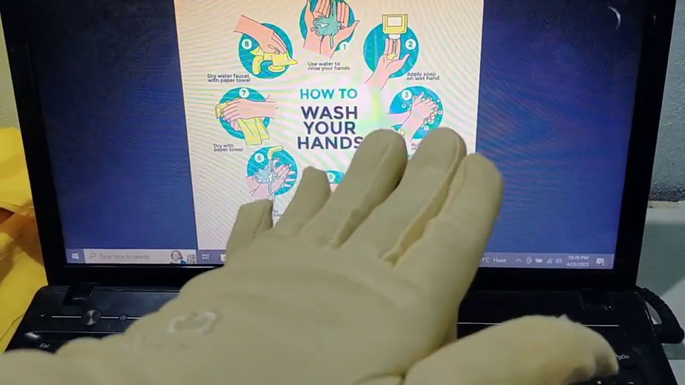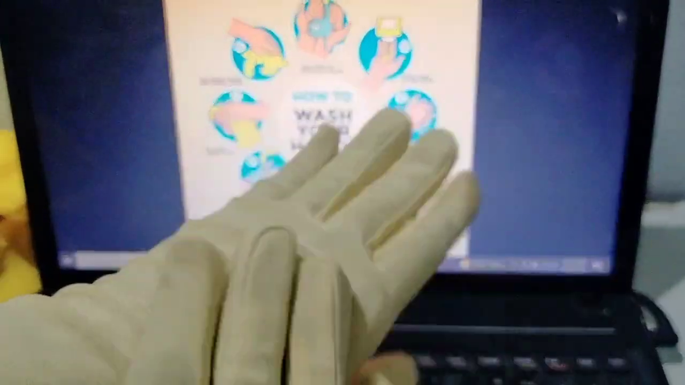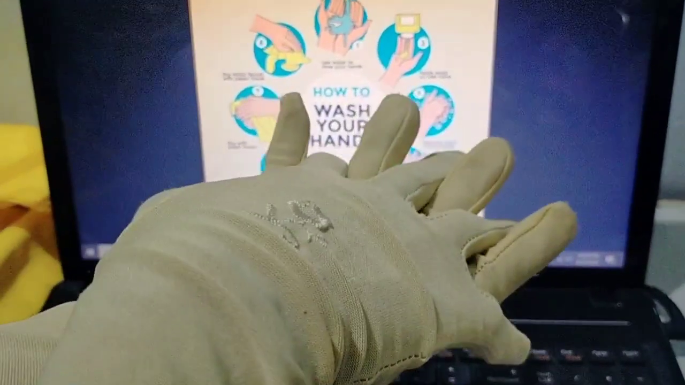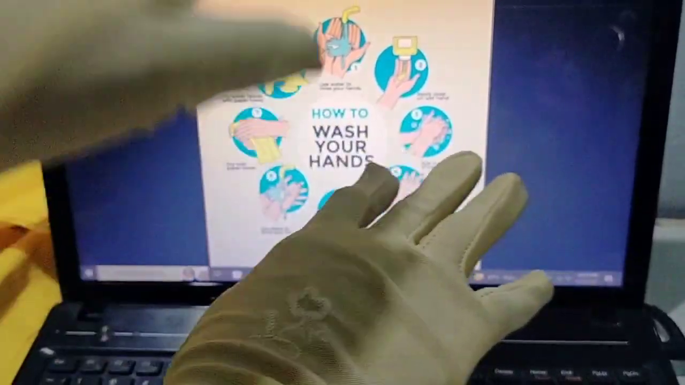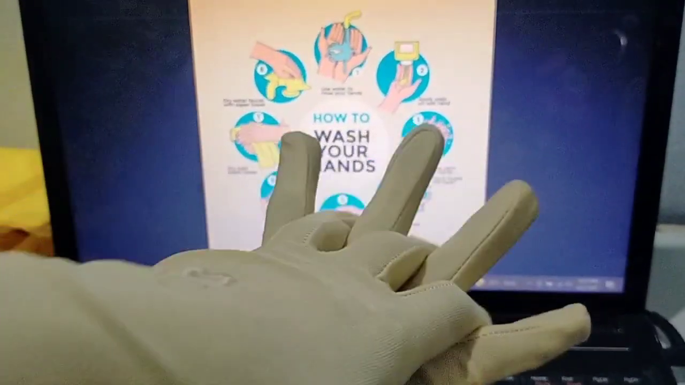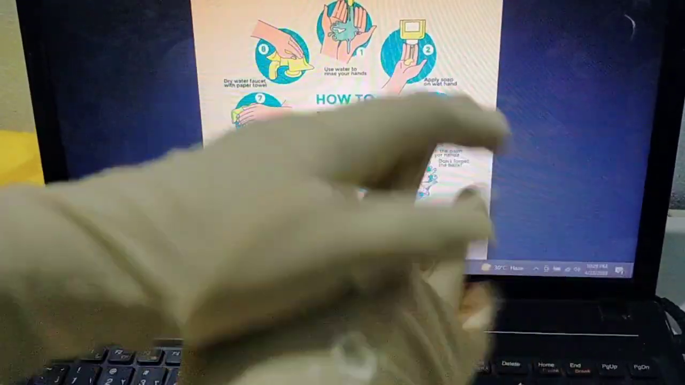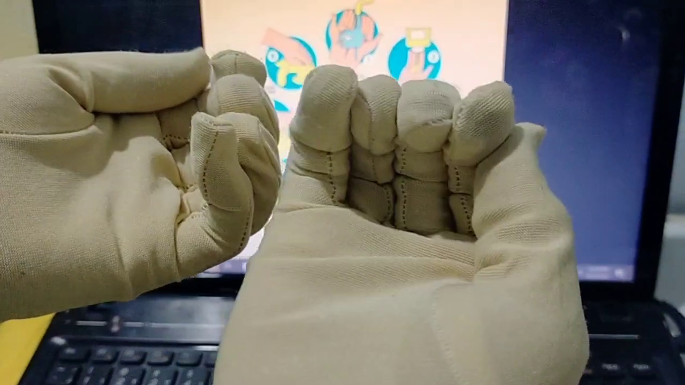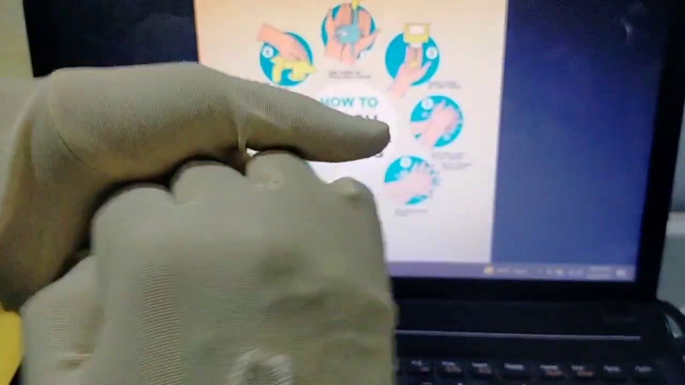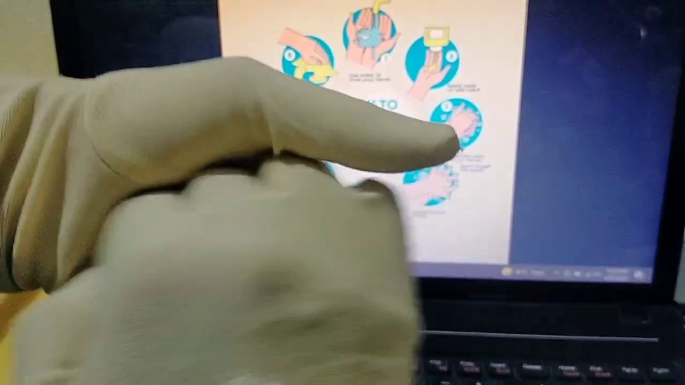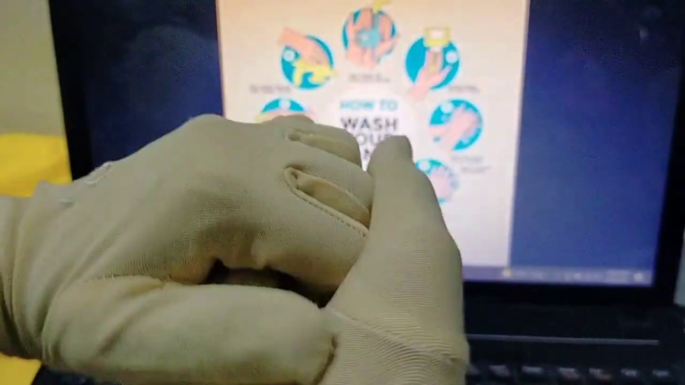Okay, then next step is, we have to rub the dorsum of the left hand with the right hand like this by interlacing the fingers, and vice versa, the dorsum of the right hand with the left hand by interlacing the fingers. Then next step is, make a cup, and then next we have to clean our knuckles, that is the back of our fingers, against the palm, and vice versa like this.